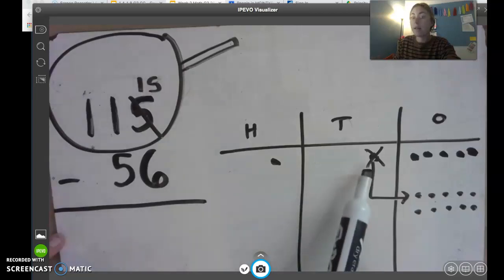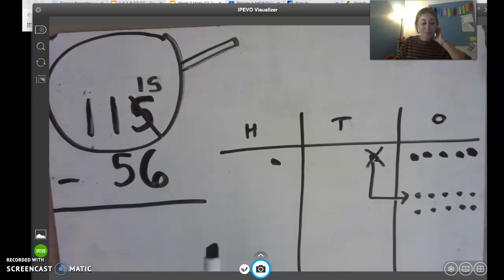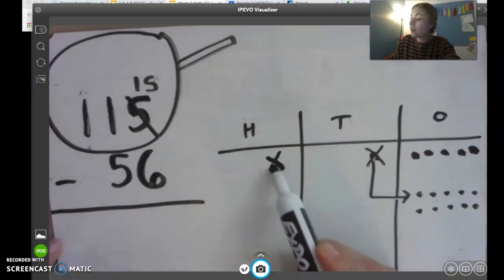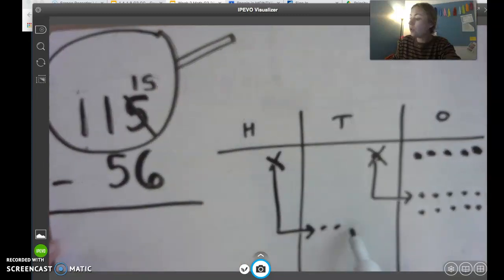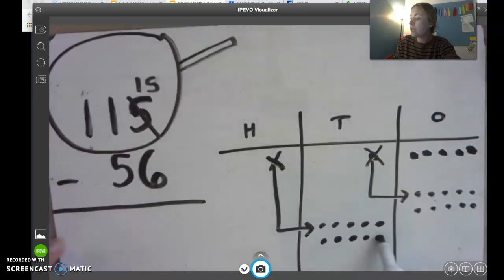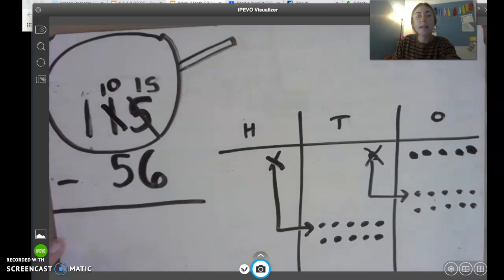Uh-oh, but we've got another problem because now I don't have any tens to take away from, and I know I need to take away 5 tens. So what should I do with this 100? That's right, I need to unbundle it. Go ahead and do this now. 1, 2 tens, 3 tens, 4 tens, 5 tens, 6 tens, 7 tens, 8 tens, 9 tens, 10 tens. So this turns into a 10. Your board should look like mine.